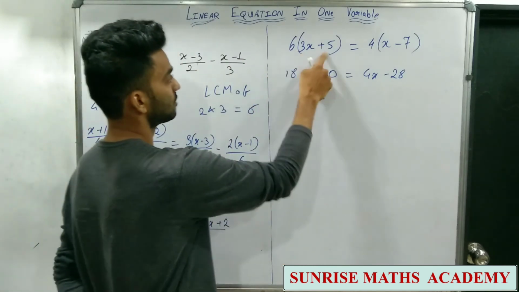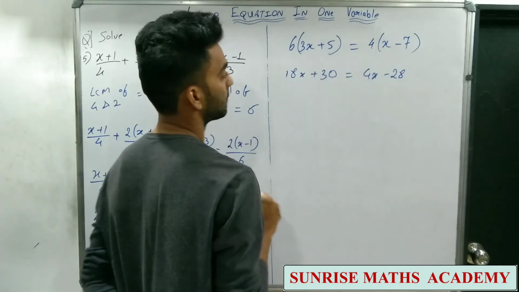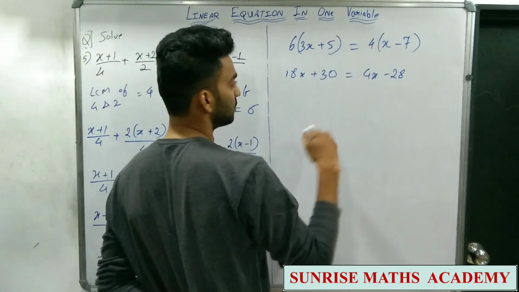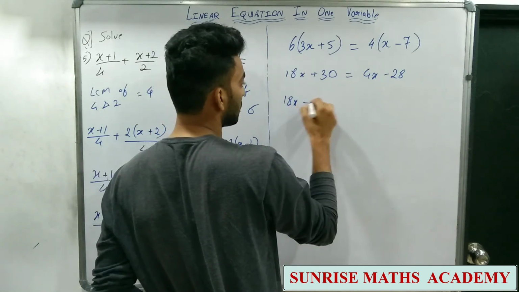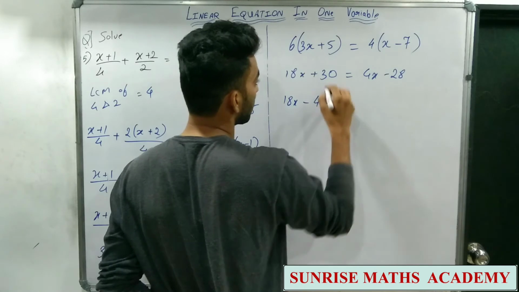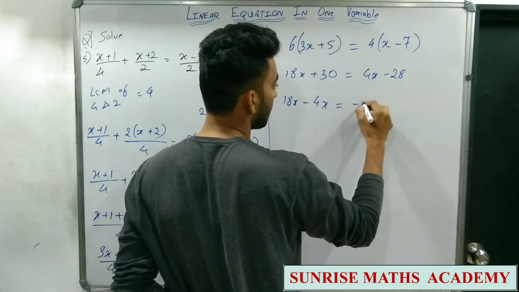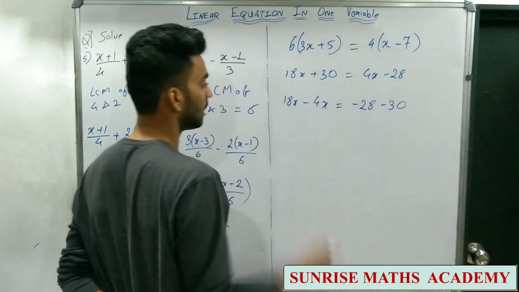6 is multiplied to each term inside this bracket, 4 is multiplied to each term inside this bracket. Now the variable terms will be taken to one side, the numericals will be taken to the other side. So 18x, 4x will come here and it will be subtracted. 30 goes to the other side, it will be subtracted. So this is already negative. 30 is going on the other side, it will subtract.